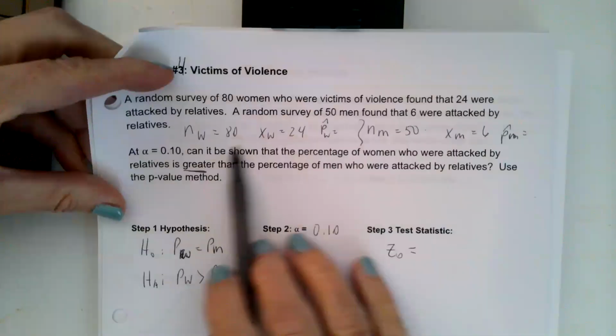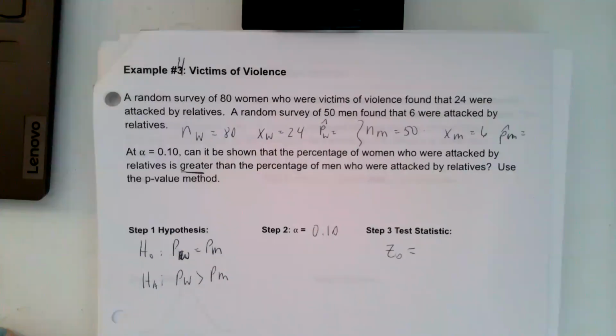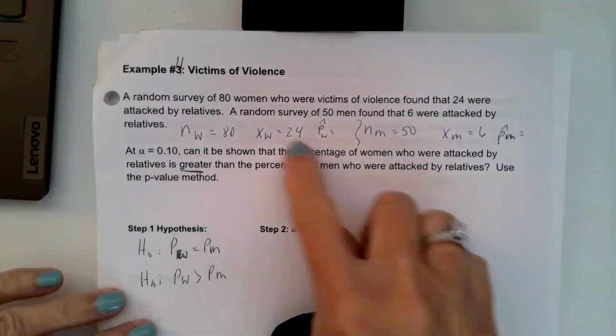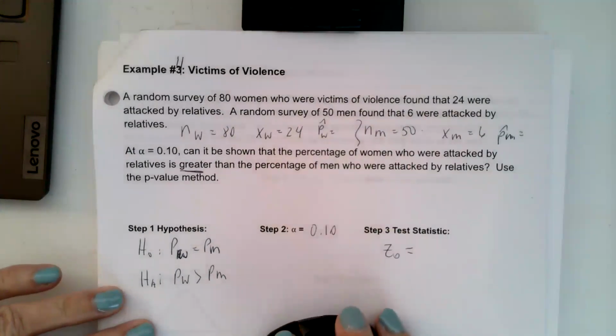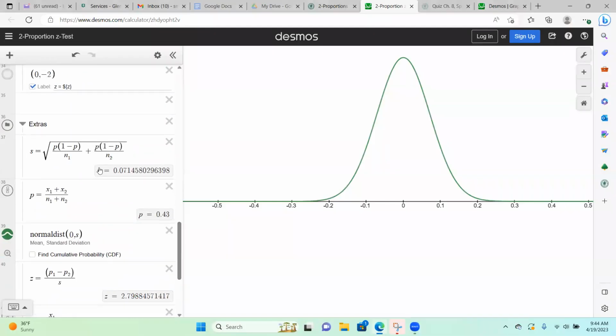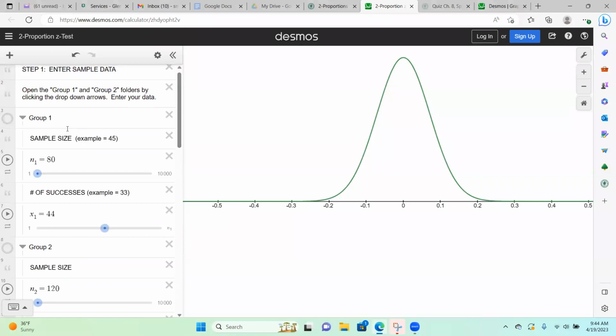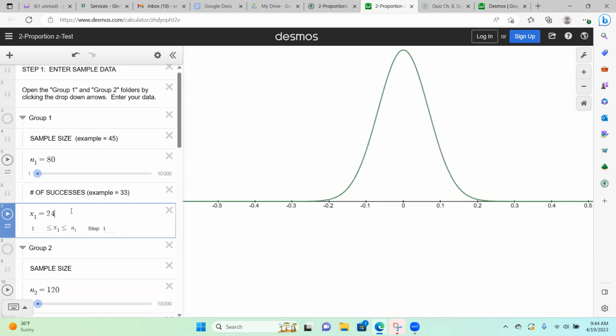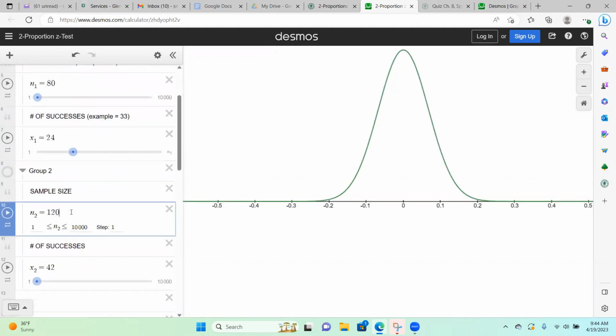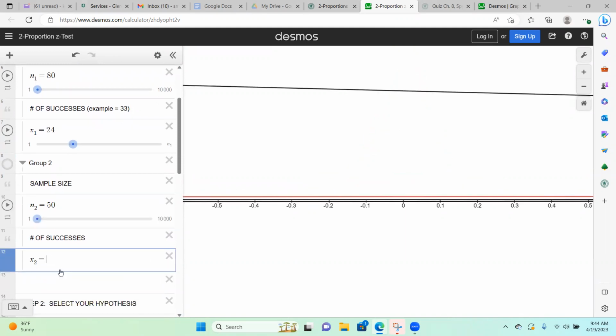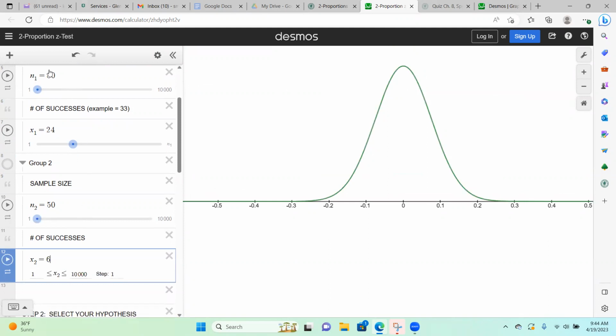We're going to go to our Desmos program that we found in the modules that you have saved in your own Desmos, so it's ready to go. We're going to enter these values to get our sample proportions. So we're going to go back to the top. And we had 80 women and 24 of them. And then we had 50 men and 6 of them. Remember that you're putting in the N first and then the X.